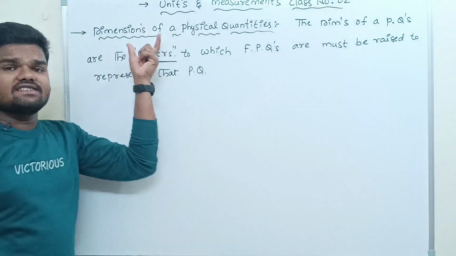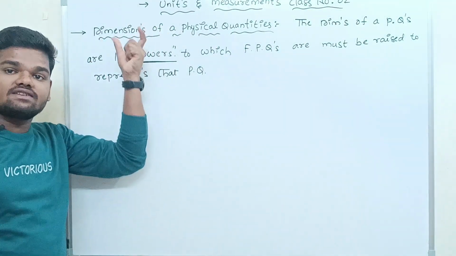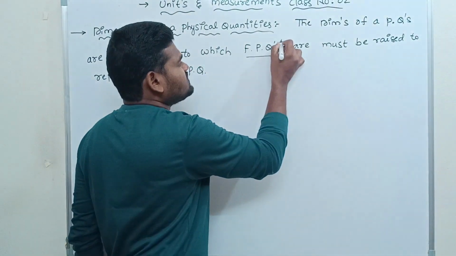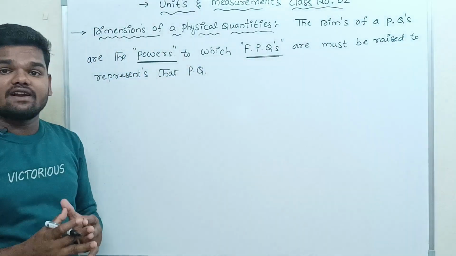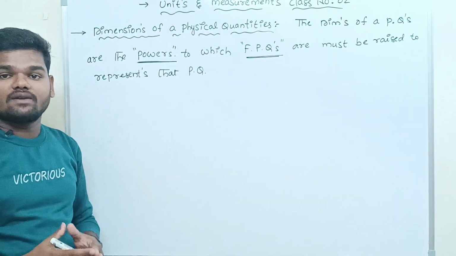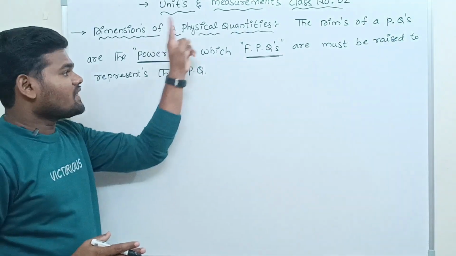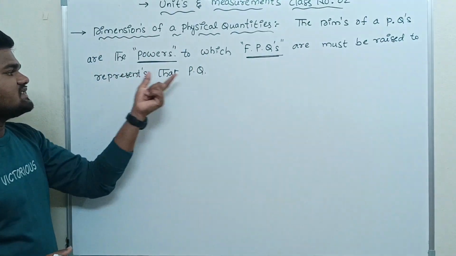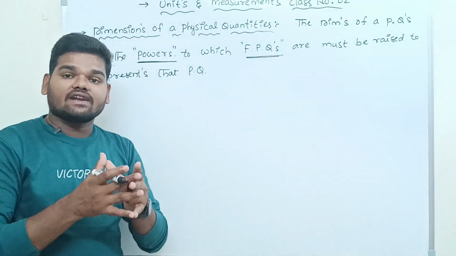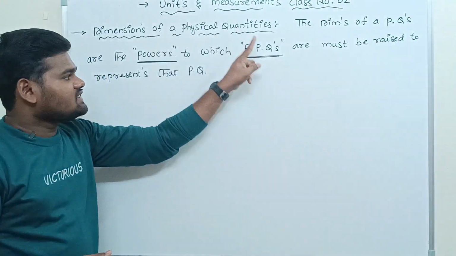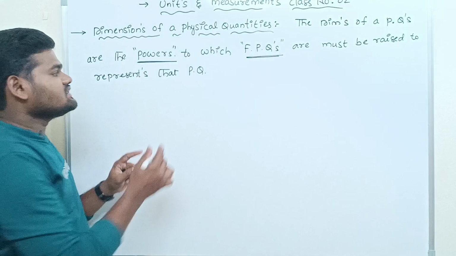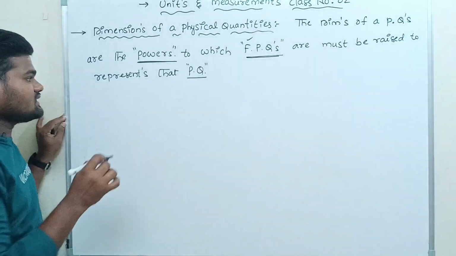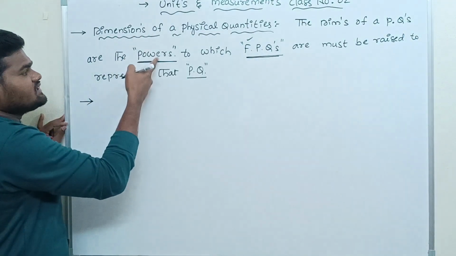Dimensions means what? Simply, dimensions means powers. For which do we have to give the powers? We have to give the powers to fundamental physical quantities. How many fundamental physical quantities are there? We have 7 fundamental physical quantities. We give the powers to fundamental physical quantities, which must be raised to represent the physical quantity. So whatever physical quantity we require, if we give the powers to these fundamental physical quantities, the required physical quantity is given by them. Dimensions means simply powers.